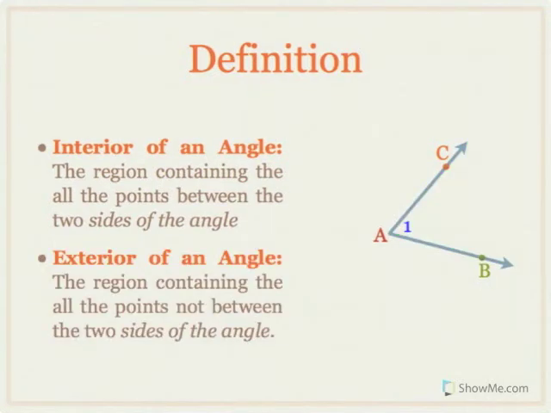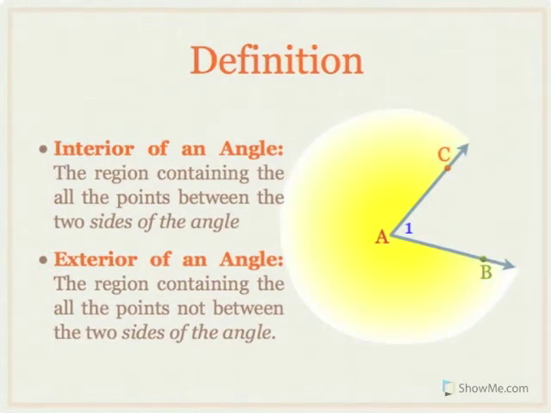Obviously, if we have an interior, we also have an exterior, which is the region containing all the points not between the two sides of the angle. Using the hug analogy, that's everyone you can't hold in your arms because they're off to the side of you or behind you. So the yellow region here represents the exterior of the angle.